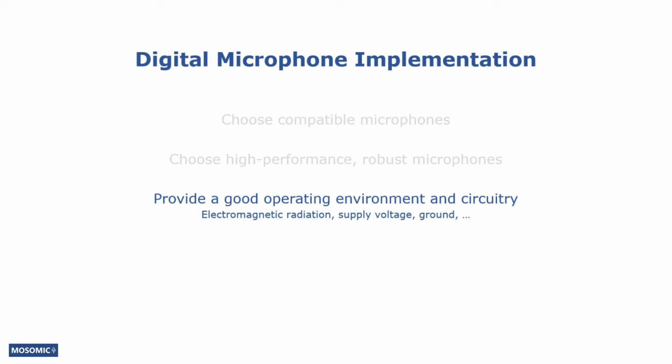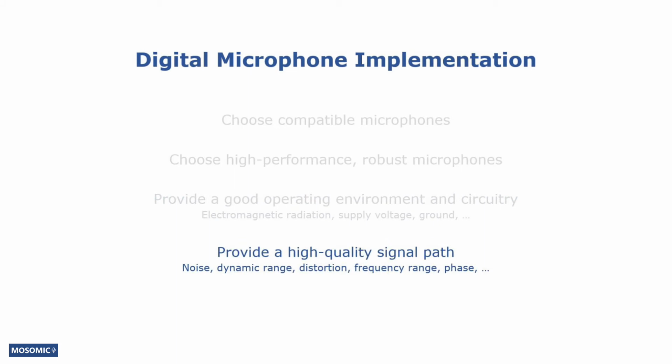This means a reasonable environment when it comes to electromagnetic radiation and as disturbance-free supply voltage and ground as possible and feasible with the help of separation from disturbance sources and disturbance filtering. This is as important as with an analog microphone. The signal path for the output of the microphone must be designed to preserve the quality of the signal when it comes to noise level, dynamic range, distortion and phase.